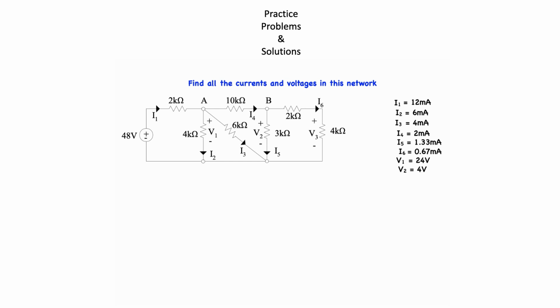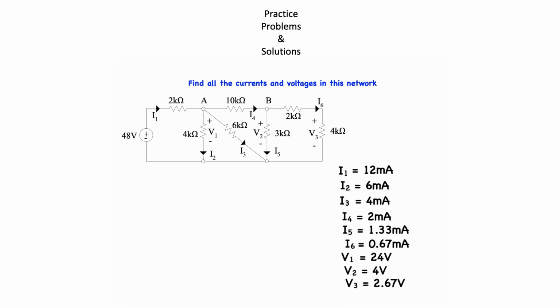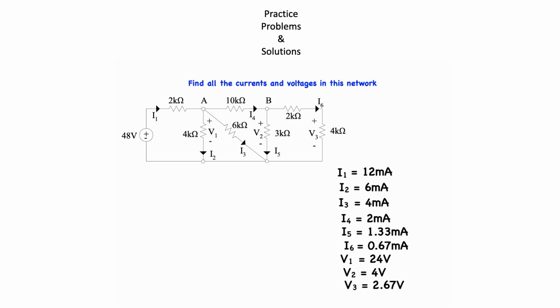Finally, V3 can be obtained using Kirchhoff's voltage law. V3 is equal to V2 minus 2K ohm times I6, which is equal to 4 minus 2K ohm times 0.67 milliamps, which is equal to 2.67 volts. The network has now been solved for all currents and voltages.